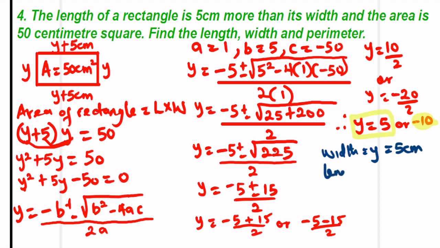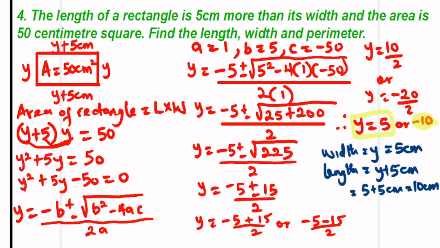And then the length there says y plus 5 centimeter, which is equal to 5 plus 5 centimeter, which is going to give us 10 centimeter. Now the question says find the length. We've gotten the length as 10 centimeter. Find the width. The width is 5 centimeter.